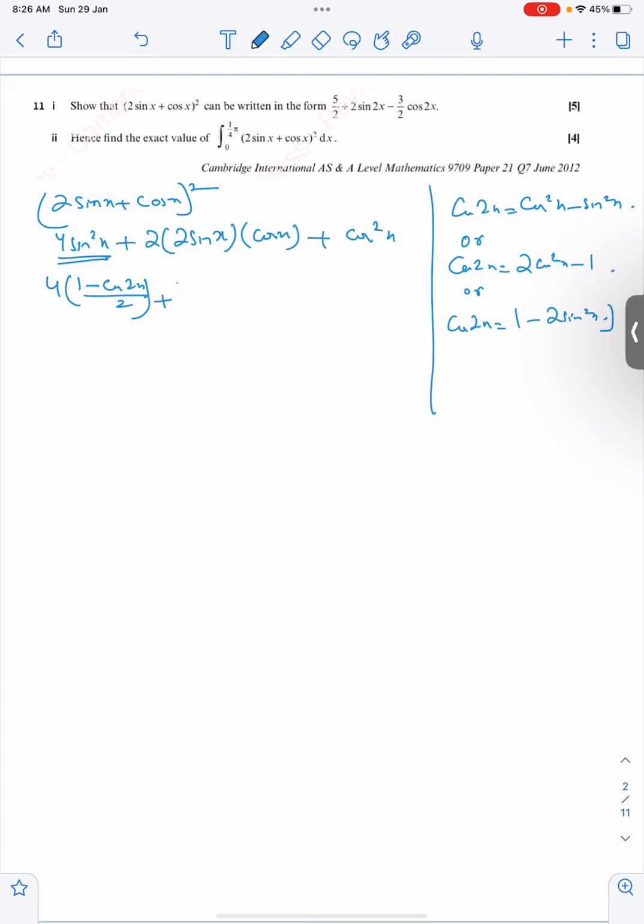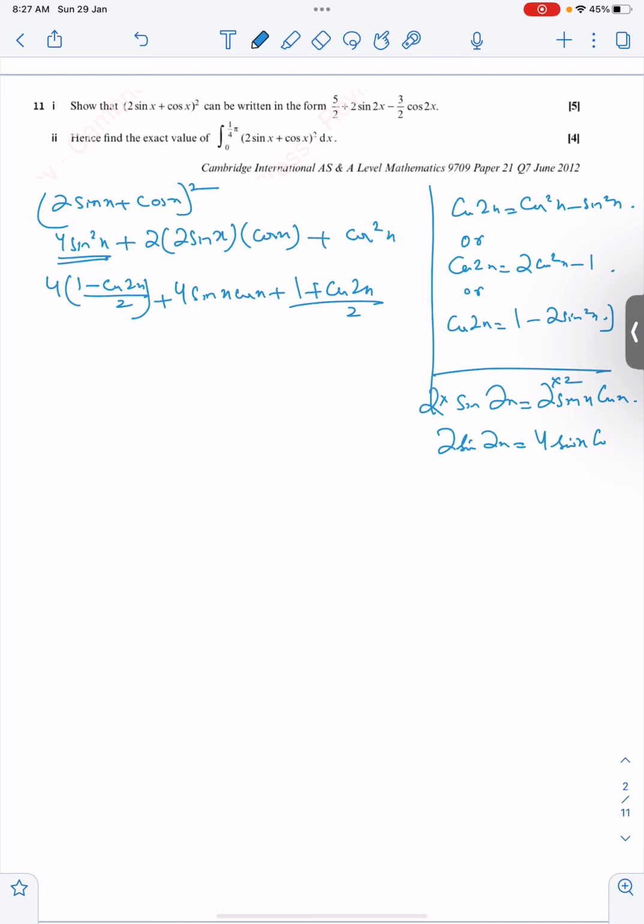Plus 4 times sine x cos x plus cos square x. Now, if you make cos square x the subject from here, you will get (1 plus cos of 2x) divided by 2. Now, I'm using the double angle formula for sine of 2x also here. Sine of 2x equals 2 sine x cos x. So, because here instead of 2 sine x cos x you have 4 sine x cos x, that means you're multiplying it by 2. So, if you're multiplying this side by 2, you have to multiply this also by 2. So, 2 sine 2x equals 4 sine x cos x.